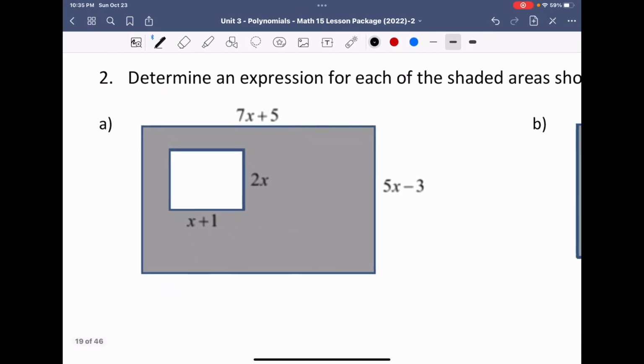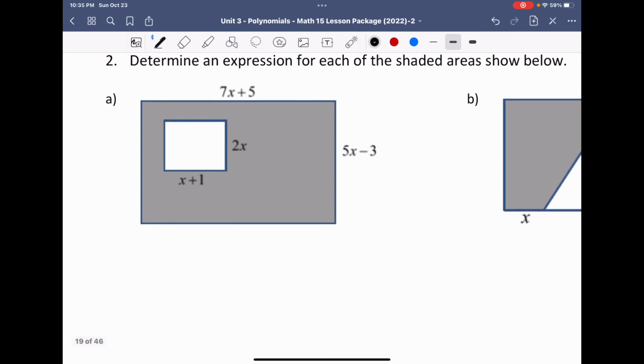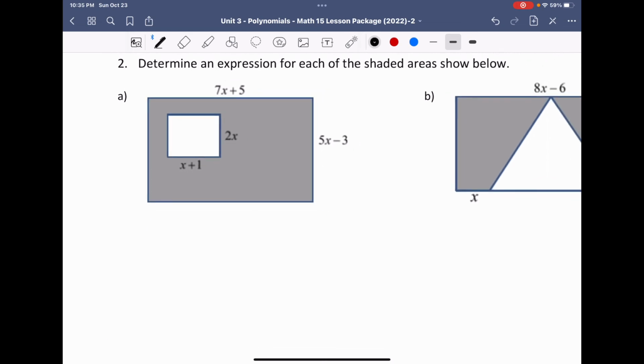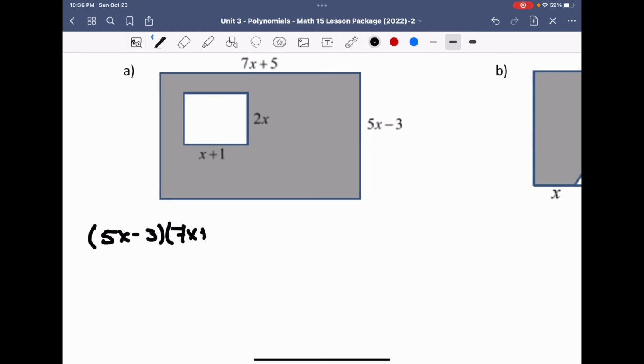All right, 2, determine the expression for each of the following shaded below. Well, we have the same type of situation for both of these. We need to find the area of the entire square and subtract away the smaller to get the shaded. So for this one, I'm going to say that this is equal to 5x minus 3 times 7x plus 5. We're going to subtract away our smaller square. This is 2x times x plus 1. And now before we do this subtraction, we have to do both expansions.